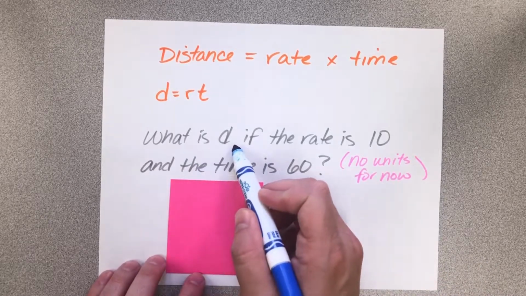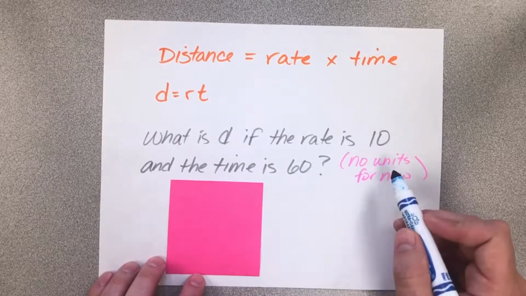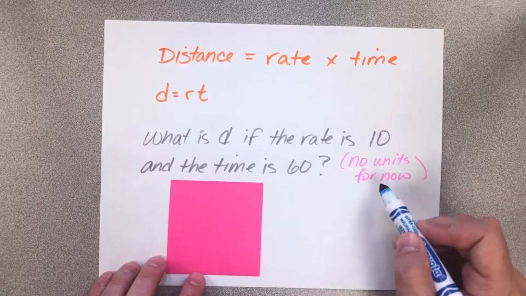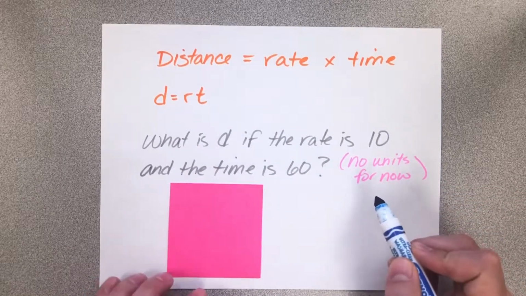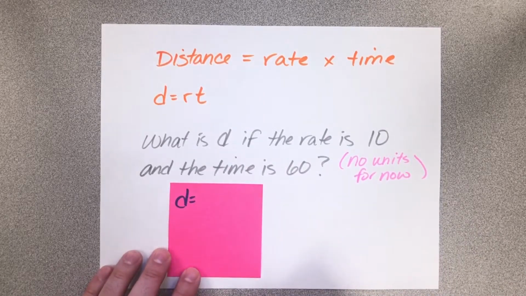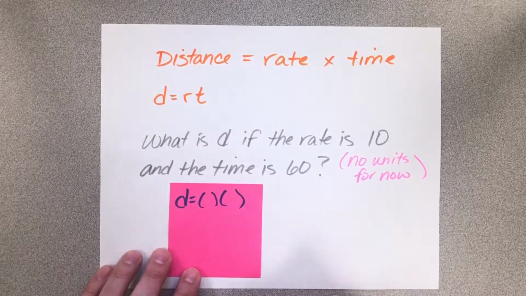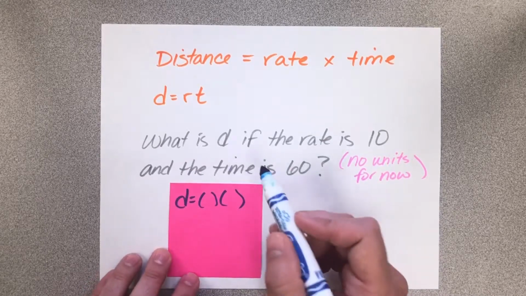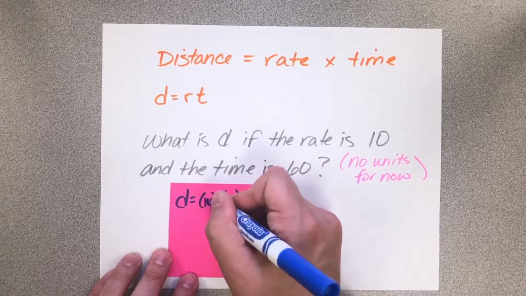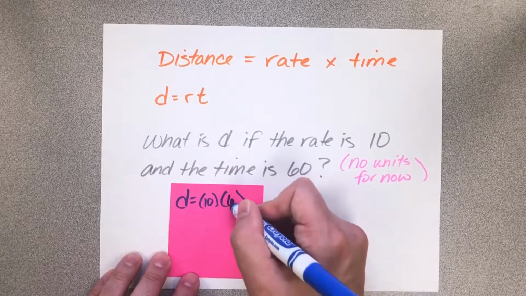This question says, what is d for distance if the rate is 10 and the time is 60. Now I do notice that I didn't use units like seconds or miles per hour for this particular problem. Right now I'm just focusing on the plugging in process. So I don't know my distance yet, but I do know the formula says that it is rate times time. So I've set up my parentheses, and now I'm going to plug in the necessary values. It tells me that my rate is 10. I'm going to plug that in place of the r, and that my time is 60. I'm going to plug in place of the t.